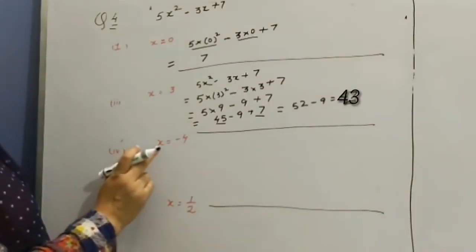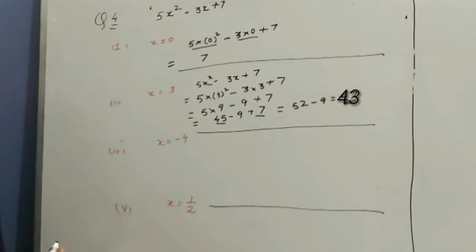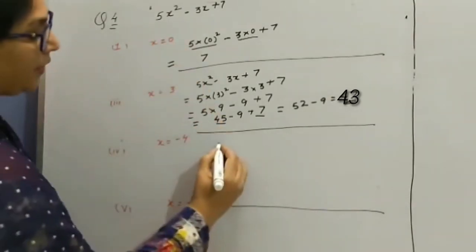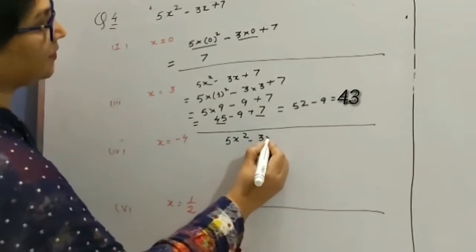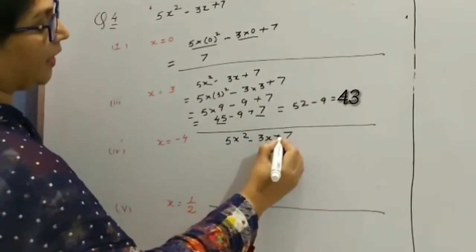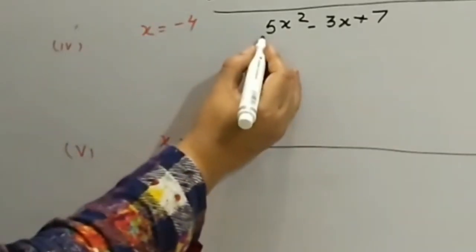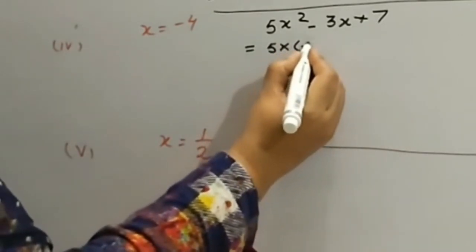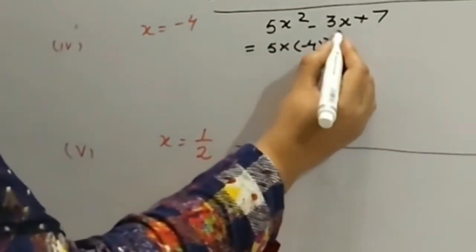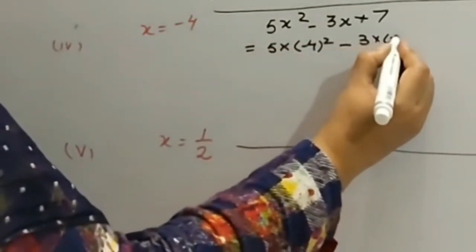Fourth part, substitute x equals minus 4 in this expression and calculate the value of the expression. So let us substitute. First you write the expression as it is, 5x square minus 3x plus 7, and substitute or replace x by minus 4. 5 into x square. 5 into what is x here? Minus 4 square. Minus 3 into x. What is x here? Minus 4. So in bracket.